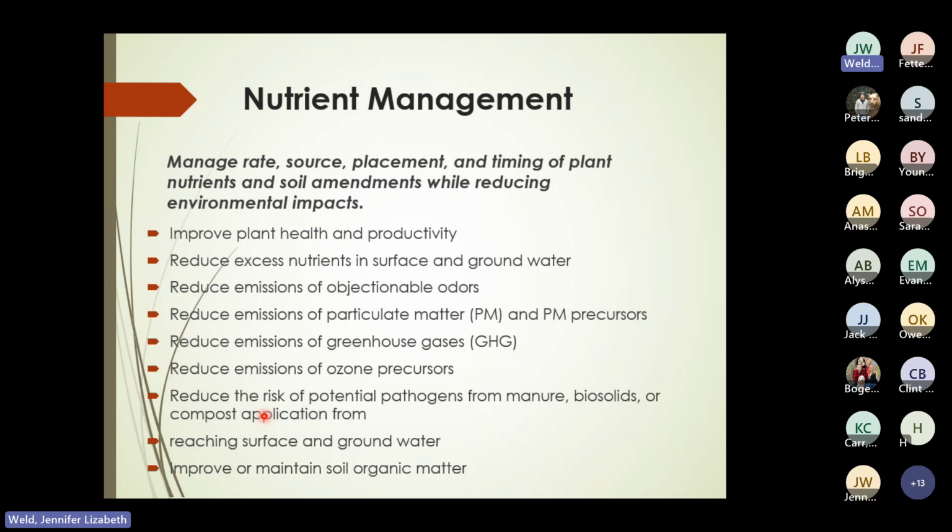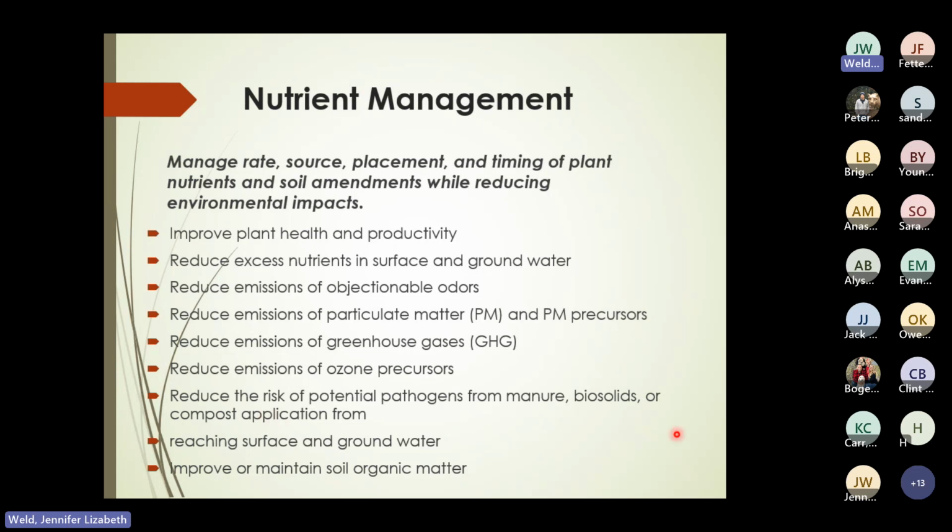So the standard for nutrient management with NRCS is the 590 standard. And some of the concerns are plant health and productivity, achieving yield goals, achieving the management goals of the farmer, but at the same time, reducing the nutrients in the surface and groundwater. Emissions, here we're looking mostly at odors, as well as particulate matter, greenhouse gases, and ozone precursors. So some of it's related to tillage, some of it is related to the application of the soil amendment, most frequently manure, but not always. There are also concerns about pathogens, potentially from manure, biosolids, and compost applications. So that's part of nutrient management.